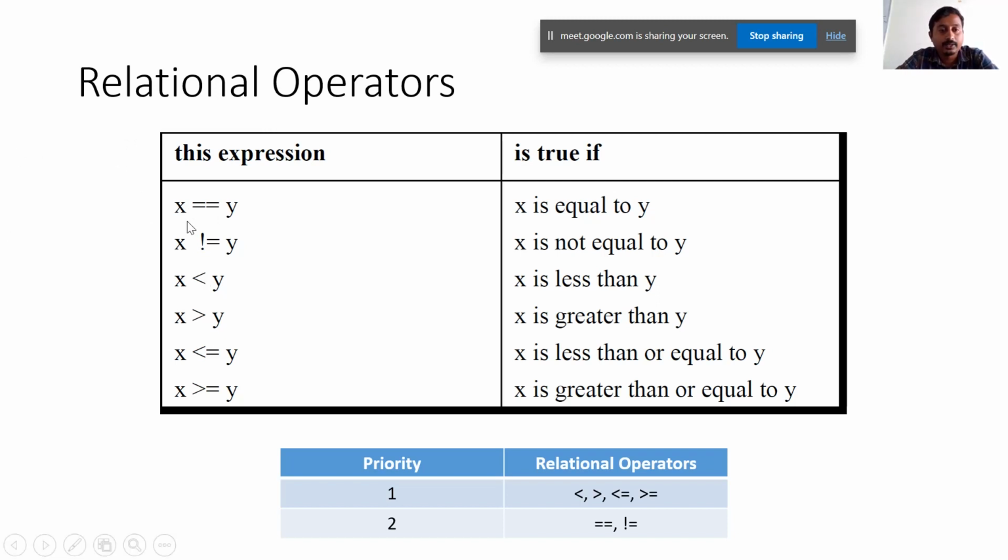So if x is 5 and y is 5, then x equals y will return 1. This is the not equals to symbol, exclamation sign and equal to. Remember you should not give a space between these two, it is a combination of two characters. This is the less than operator, this is the greater than operator, this is less than equals to, and this is greater than equals to. The bottom 4 share the same priority, and equals to and not equals to share the same priority.